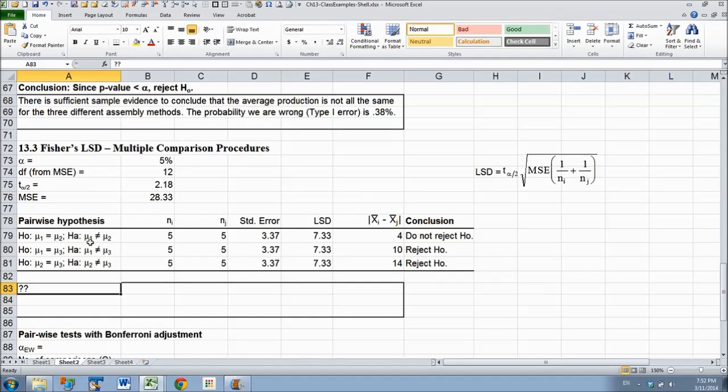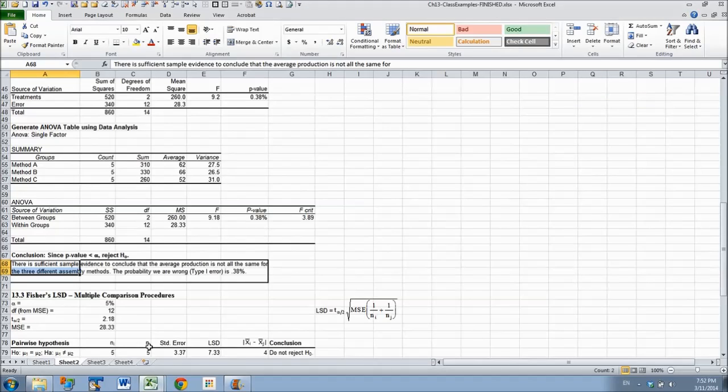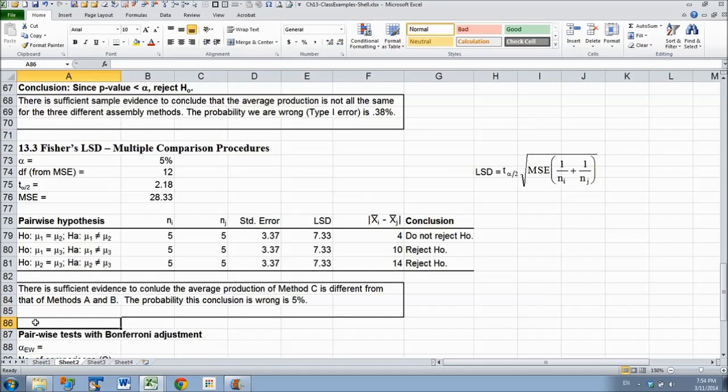So then we can provide an interpretation for these rejections, and you can see that for mean 1 and mean 2, you cannot say they are unequal. But mean 1 and mean 3 are unequal, mean 2 and mean 3 are unequal. So it looks like mu sub 3 is the one that is different from mu sub 1 and mu sub 2. And so we can say that there is sufficient evidence to conclude the average production of method C is different from the other two, with the probability of type 1 error being 5%.